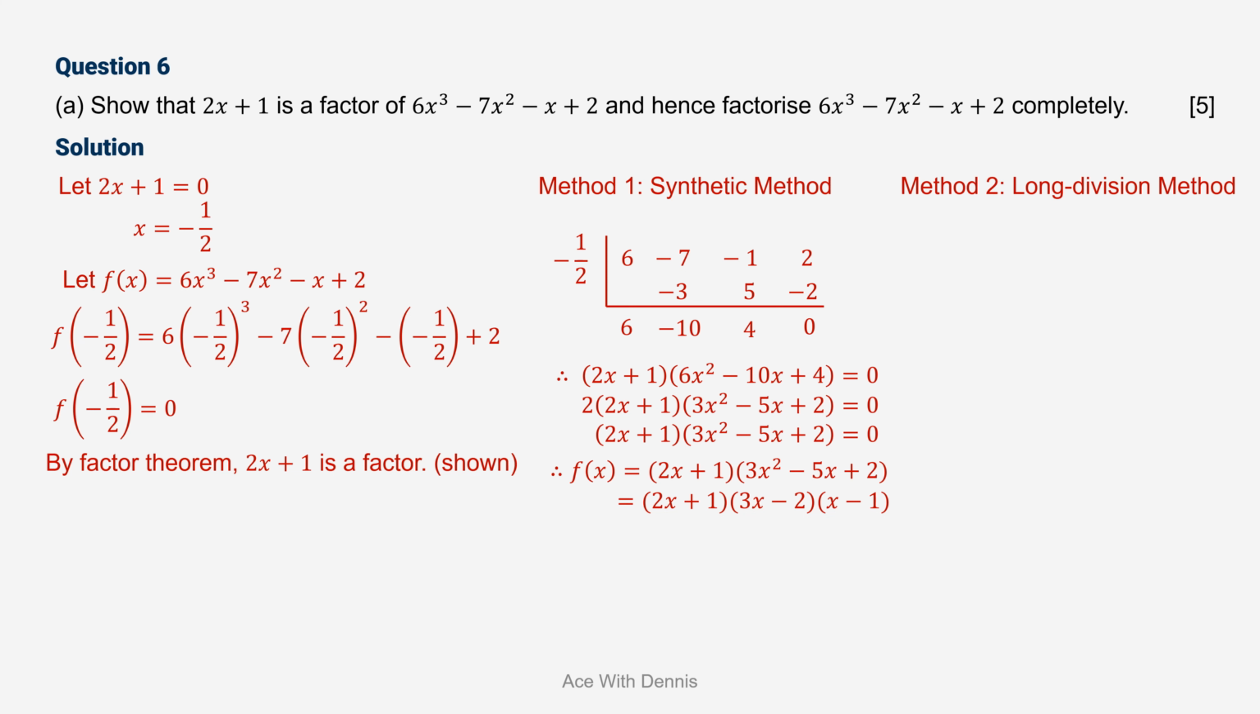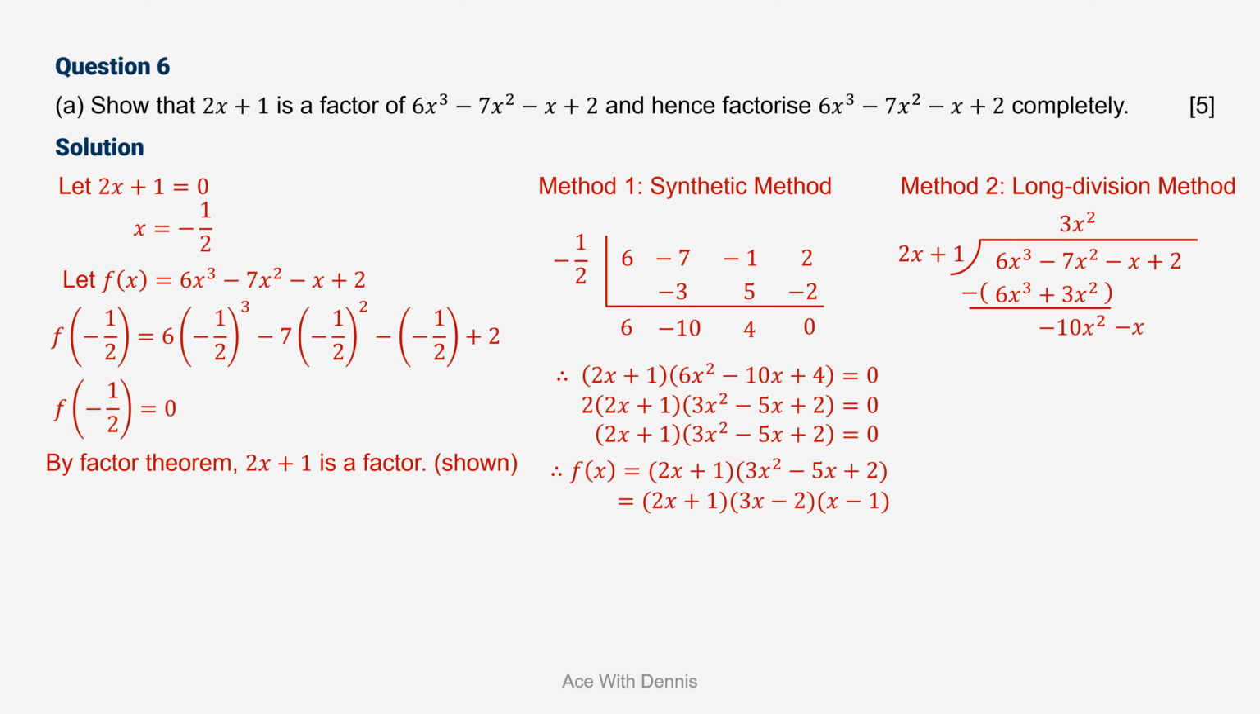If you don't like this method, we can use the second method, which is the long division method. So for long division method, we'll divide it using this approach. So 6x cubed minus 7x squared minus x plus 2. So this is the dividend. It is divided by the divisor 2x plus 1. So 3x squared times 2x plus 1 will get 6x cubed plus 3x squared. So the top minus the bottom will get negative 10x squared.